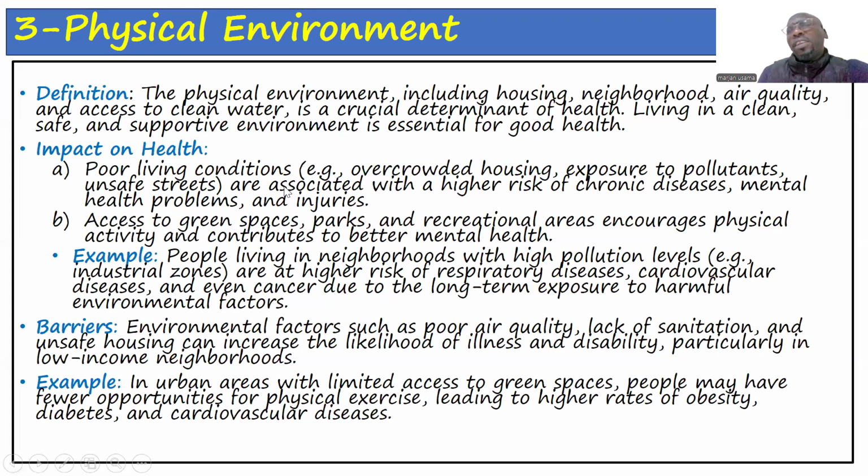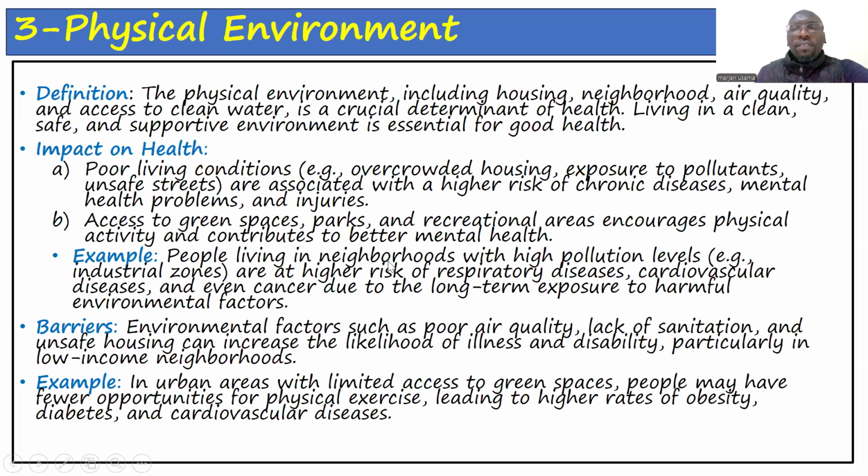So for example, poor living conditions. There are some people who live in what? In overcrowded housing, where there is not enough space, people are close to each other. Exposure to pollutants. You are living in a place where there is water pollution, air pollution, unsafe streets, for example, are associated with a higher risk of chronic diseases, mental health problems and injuries. But the opposite is true. Access to green spaces, parks, and recreational areas encourages physical activity and contributes to better mental health.